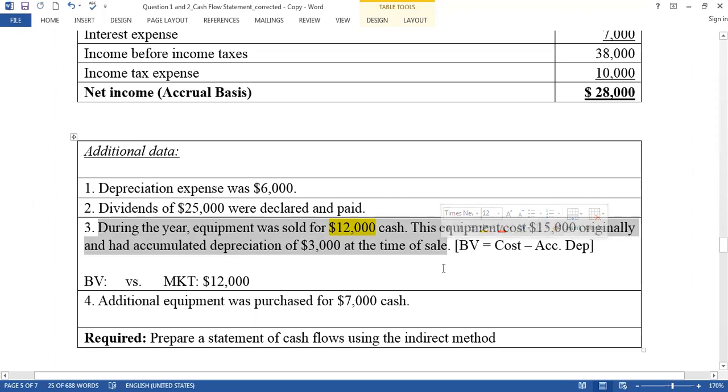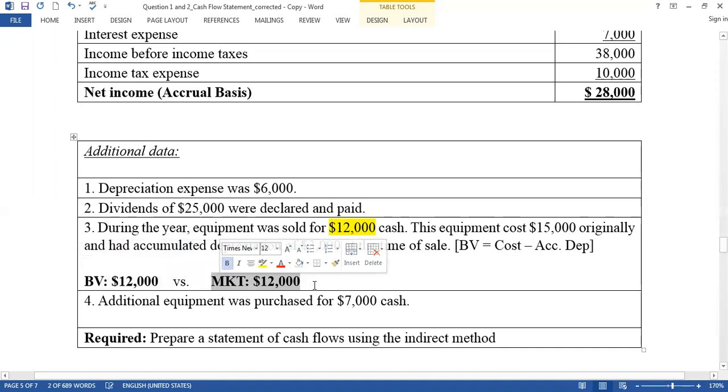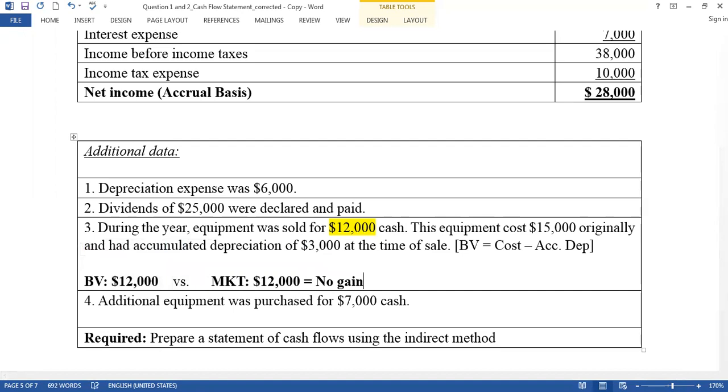Company sells equipment for $12,000 cash. That means the company received this cash from the market. The cost is $15,000 and the accumulated depreciation is $3,000. So what is the book value here? Also $12,000, right? So book value is $12,000, and from the market we receive also $12,000. Do we have any gain or loss? No gain, no loss, right?